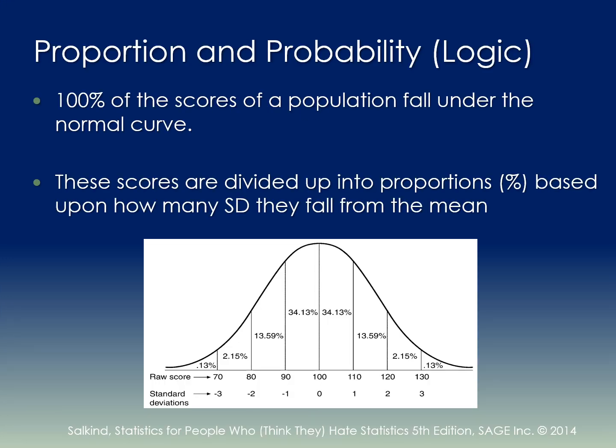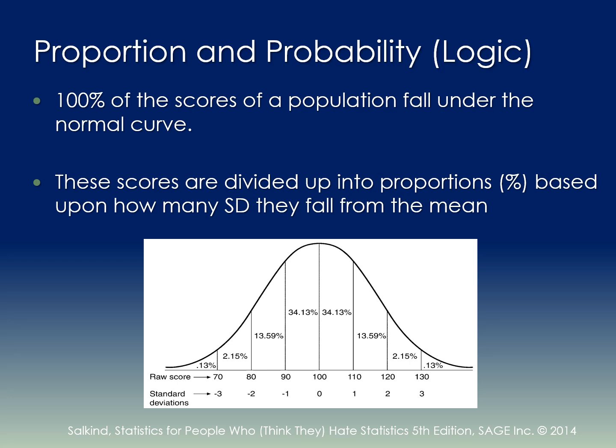So here's the logic. Let's use these premises and build a logical model for how we can go from proportion to probability. Number one, in particular our normal curve, I keep going back to sample and there's a reason for it, but let's go back to what I said at the beginning. With the normal curve, 100% of all the scores of the population fall under this bell-shaped curve, right? We can agree with that.